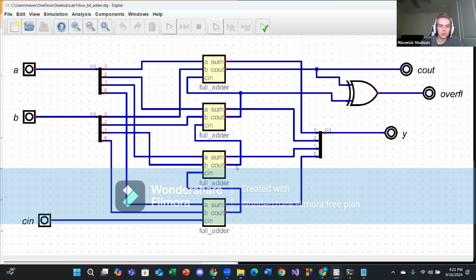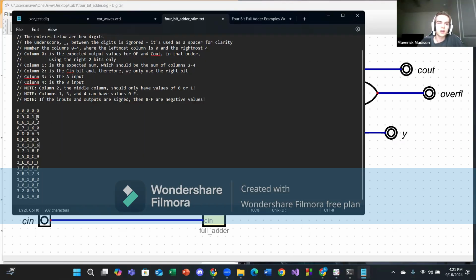Now I'm going to show examples in Notepad according to my test cases to clearly show that these outputs are true in action before heading into GTK Wave to finish up this lab. So these are my test cases for this lab. I decided to carefully choose each one of them in order to test them in Digital itself.